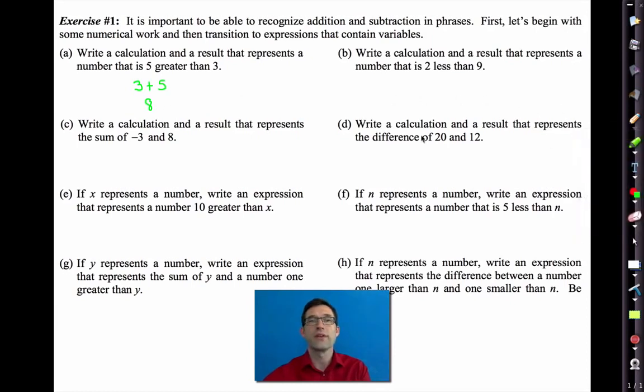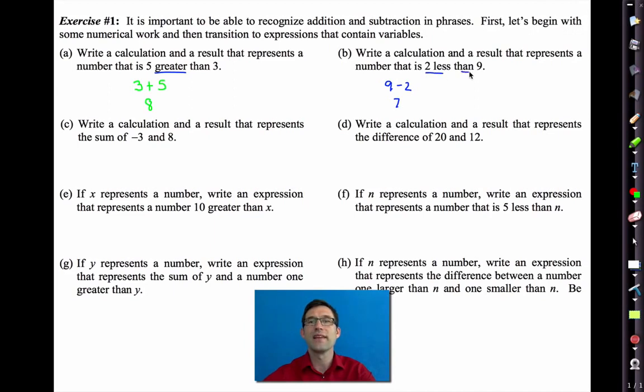I think I'm going to go back to blue. I think you can see it better. Now you might say, well, I wrote down 5 plus 3 and got the same thing. But technically speaking, a number that is 5 greater than 3 is 3 plus 5. The key word there is greater. All right? Now that's important because when we look at letter B and it says write a calculation and a result that represents a number that is 2 less than 9, it is very important that we do not write down 2 minus 9. In fact, a number that is 2 less than 9 will be given by 9 minus 2. That's the expression. What it's equal to is 7.